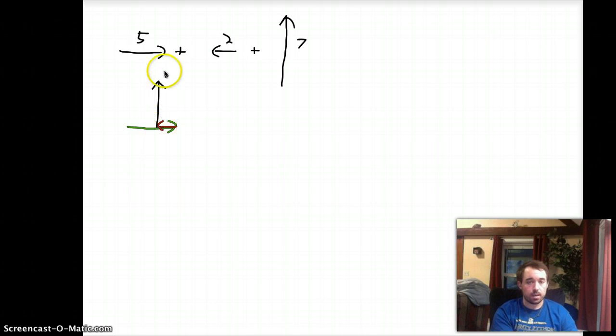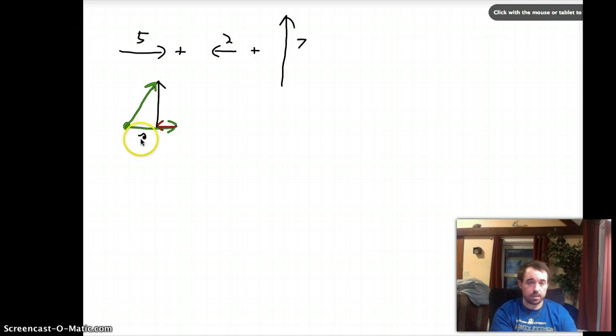Then where the red ended, I started my 7 and went up. And my result, sorry, I'm running out of color, so I'm going to go back to green. My result is still from the beginning of where I started, the tail of the first, to the tip of the final one. So, in this case, we went out 5, came back 2.